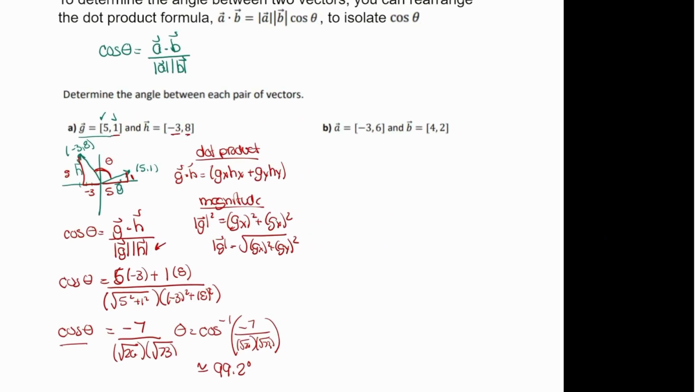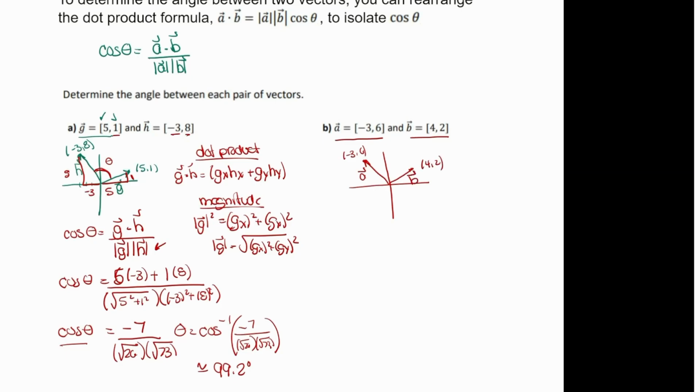Now let's look at another example. So now we have vector A that has its tip at negative 3, 6, and vector B that has its tip at 4, 2. Again, I'm going to draw it out just so we can look at what it's going to look like. So vector A is at negative 3, 6. So negative 3 and up 6. So here is negative 3, 6. This is vector A. Vector B is at 4 and up 2. So there is vector B at 4, 2.